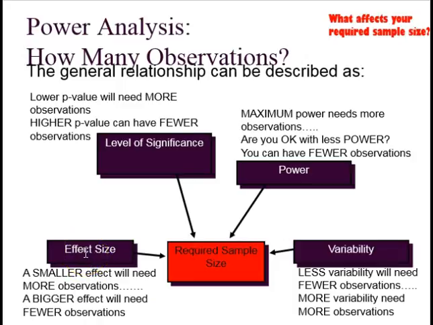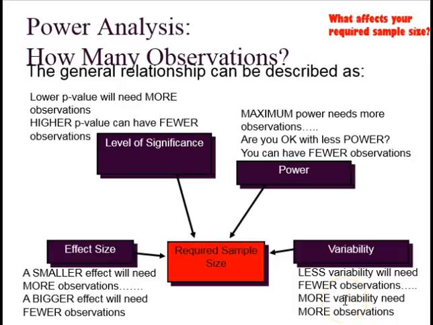If you have a really small effect, in other words, what you're looking for might be hard to detect, that means you're going to need more observations. But if you have a huge effect going on, then you probably won't need that many observations. That one's pretty straightforward. Okay, variability is similar. If you have very little variability in your population, you probably won't need that many observations to be able to see what it is you're looking for.